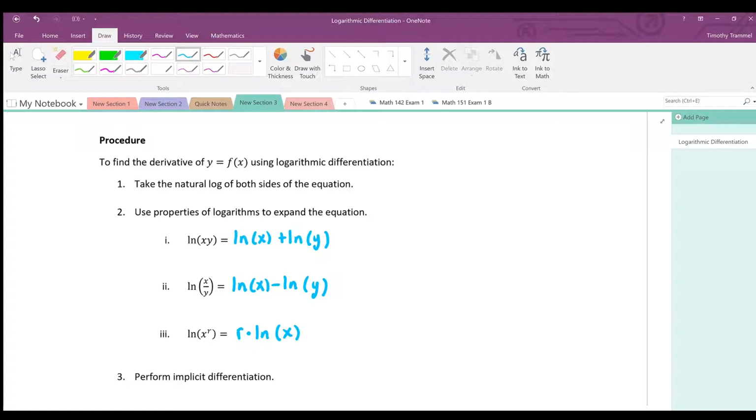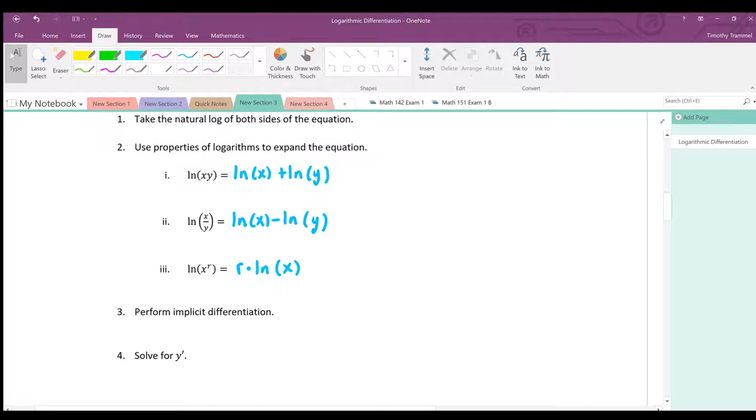And so we'll use these properties, and the reason that they're helpful is if we turn products into sums, then we don't have to use the product rule. And if we turn quotients into differences, we don't have to use the quotient rule. And the last one, sometimes it can make it a little bit easier to apply the chain rule. And after you've done all that, your equation is going to look a lot longer, but now when you perform implicit differentiation, the derivatives will be easier to take. And the last step will be to solve for y prime, just like in all our other implicit differentiation problems.